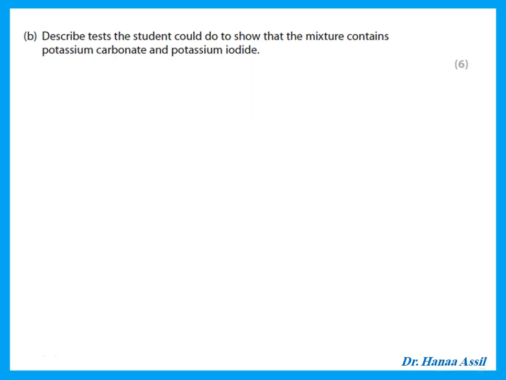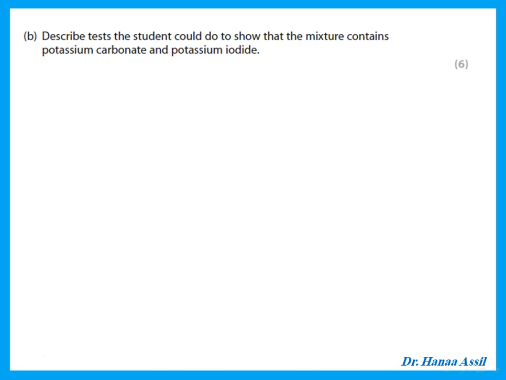Describe tests the student could do to show that the mixture contains potassium carbonate and potassium iodide. And these are 6 marks. Remember, you're supposed to describe tests for what? Tests to show that we have potassium, and tests to show that we have carbonate, and tests for iodide. So potassium, carbonate, and iodide.